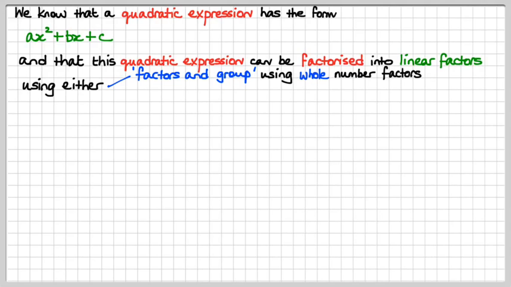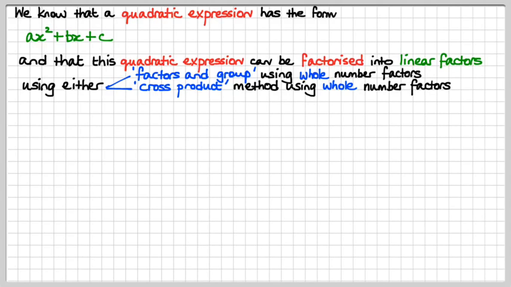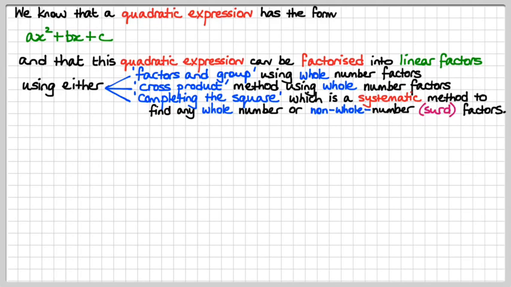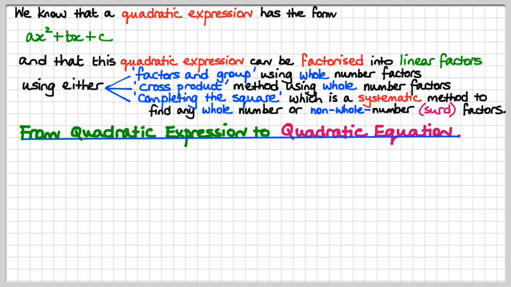Using whole number factors, we can use what I call the factors and group method, or we can use what I call the cross product method. They're both employing whole number factors, or if you can't get whole number factors, you can always complete the square. And that is a systematic method to find any whole number or non-whole number, that is surd, factors. Okay. Now we're going to move forward.